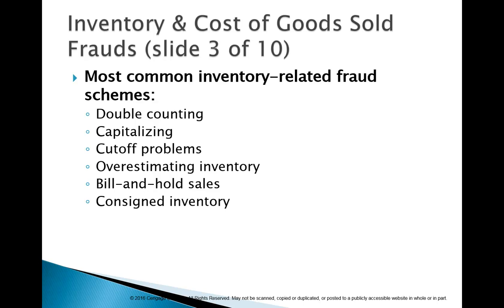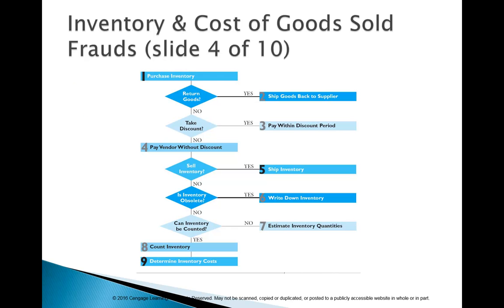We talked about the bill and hold sales. Same thing, where you can ship the inventory as a sale and record it as a sale, but still hold it in your warehouse. You record a shipping document, but you don't actually ship it, and then you hold it in the warehouse and double count it as inventory at year end. And then consigned inventory, inventory that's consigned to you, maybe from one of your customers. They've consigned it to you, but you count it as your inventory. So there are a lot of ways to overstate what your inventory is, and there are a lot of famous inventory frauds out there.